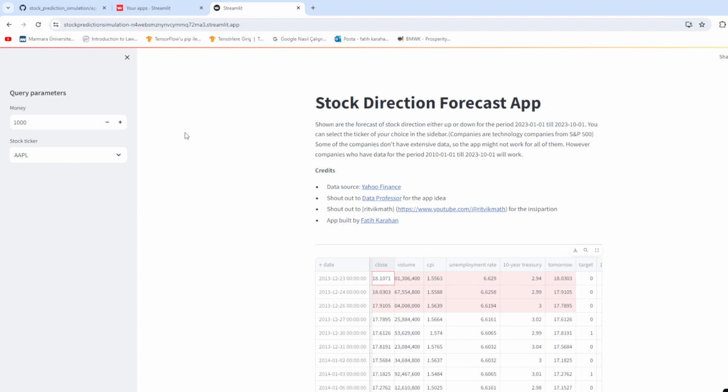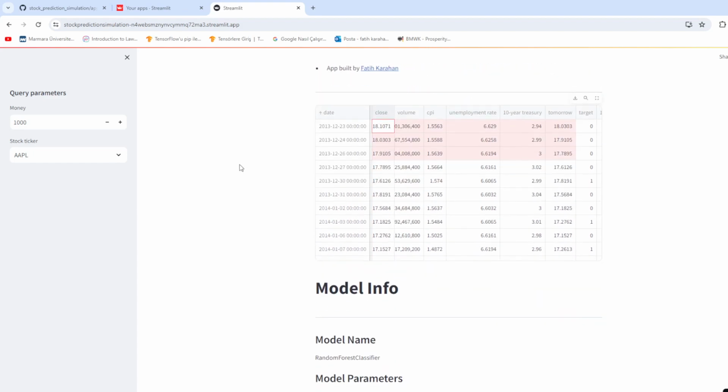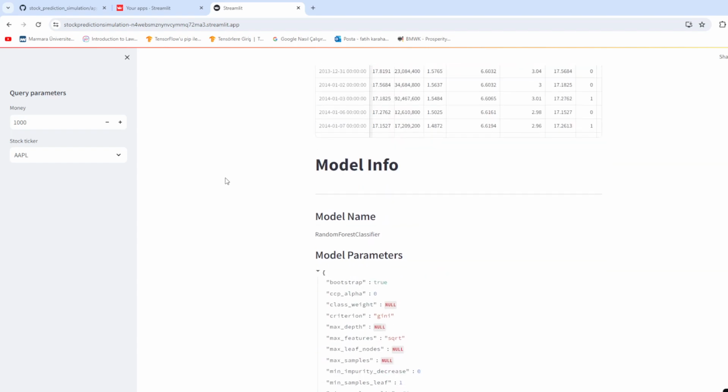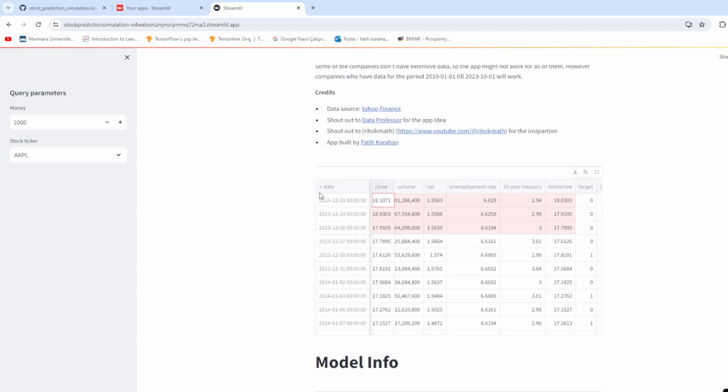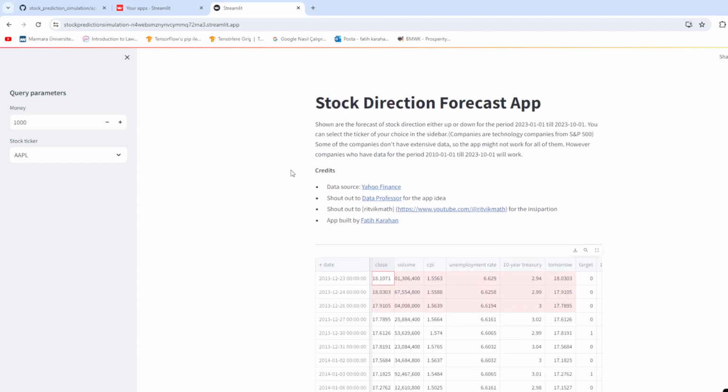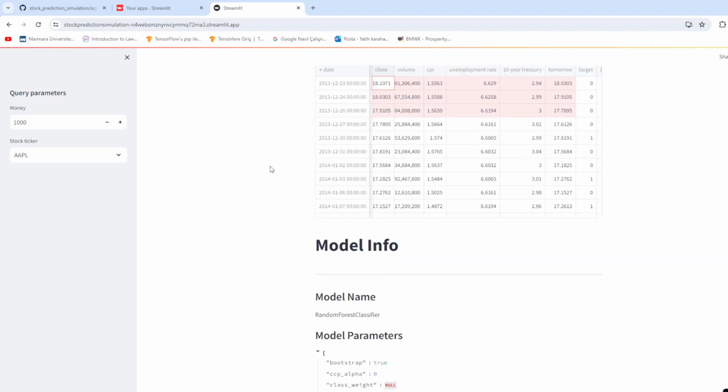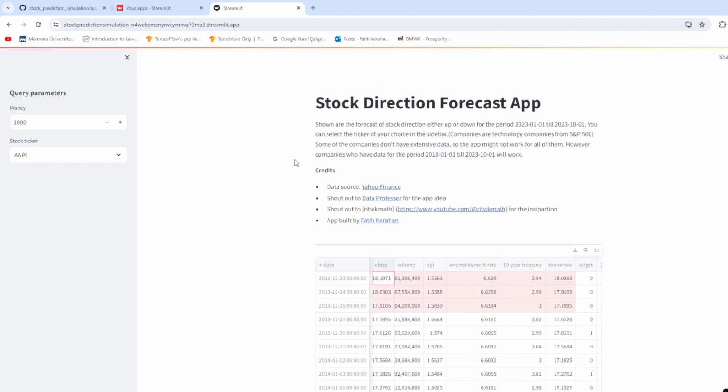This video is divided into two parts. First, I'll go through the overview of the project, like how it looks, what it does, etc. This is a web app I built upon Streamlit. In the second part, I'll walk through the coding part.